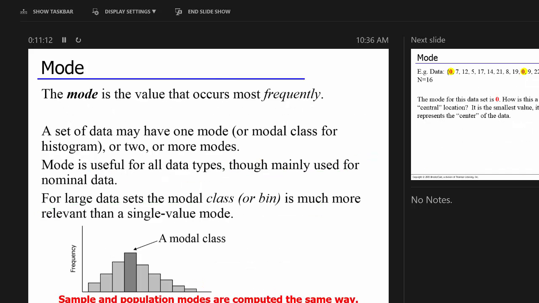All right, and finally, mode. You've seen all these things in Math 125, correct? Yeah, so this is a refresher. That's why I'm not paying too much attention, basically. You're supposed to know all these things.